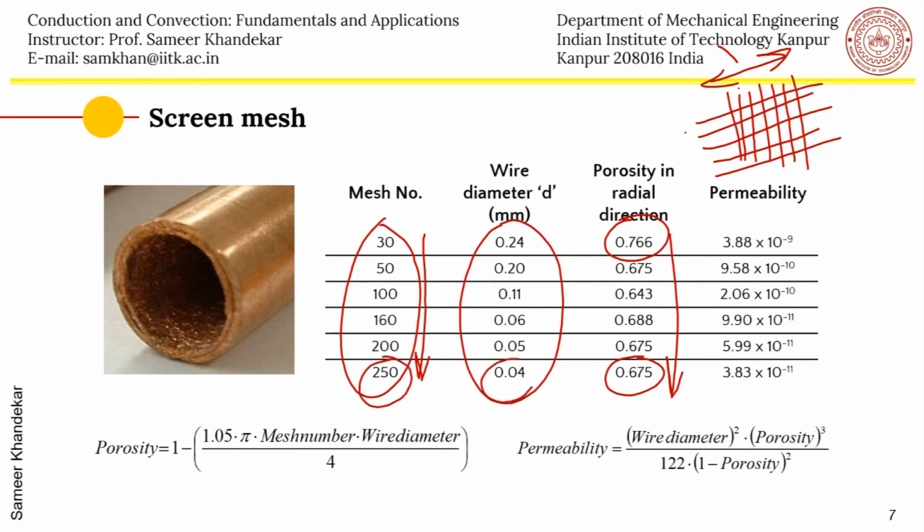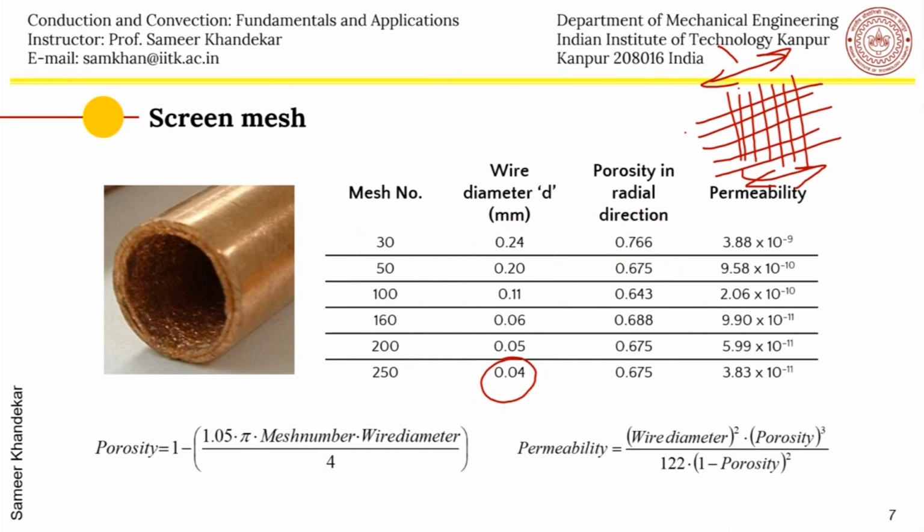The porosity is the geometric void which is available in a given porous material, and the permeability is the ease with which the fluid is able to pass through. And both these parameters are important for the pressure drop calculation when the liquid flows through the porous media.